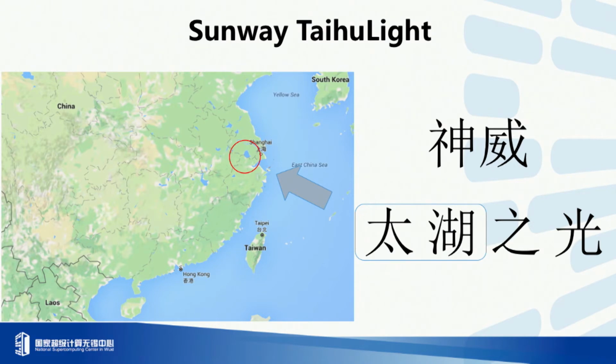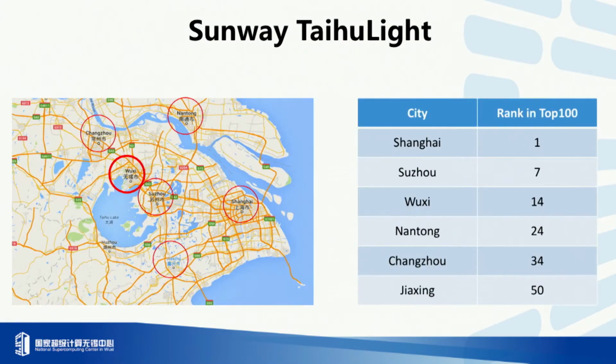It's actually the name of a very big lake in the eastern part of China, very close to Shanghai. If we zoom in, you can see the lake and all the cities around it. We are located in the city of Wuxi. And just from the map, you can see that this is probably one of the most developed regions in China.